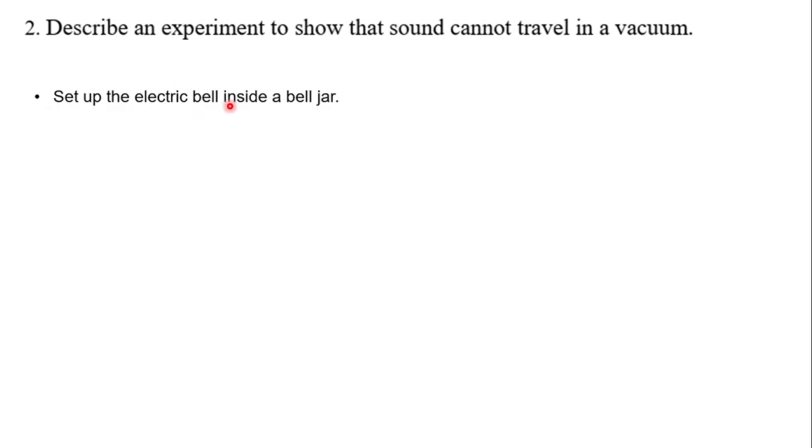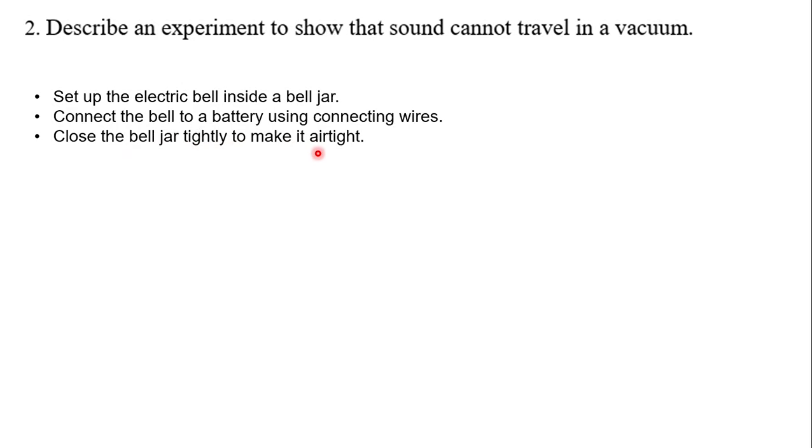So set up the electric bell inside a bell jar. Connect the bell to a battery using connecting wires. You can also use a cell depending on the power rating of the bell. But for you to have reliable results, it's important to use a battery. Close the bell jar tightly to make it airtight. Then switch on the battery so that the bell starts ringing. Switch on the circuit, or close the switch if you want, so that the bell starts ringing.